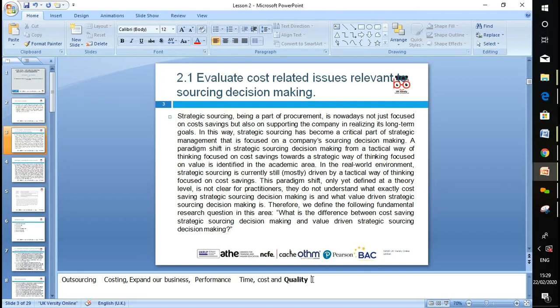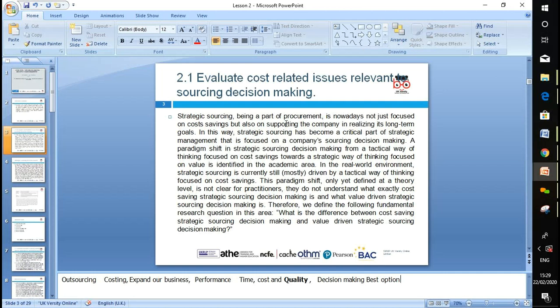So, evaluate the cost-related issues relevant to sourcing decision making. What is meant by decision making? Why do we make decisions? Based on the data and based on the need of the time. Yes, decision making is important. We have to achieve our objective, so we have to make some decisions, and decision making means selecting the best alternative, the best option. So we are always looking for the best option in terms of time, cost, and quality.